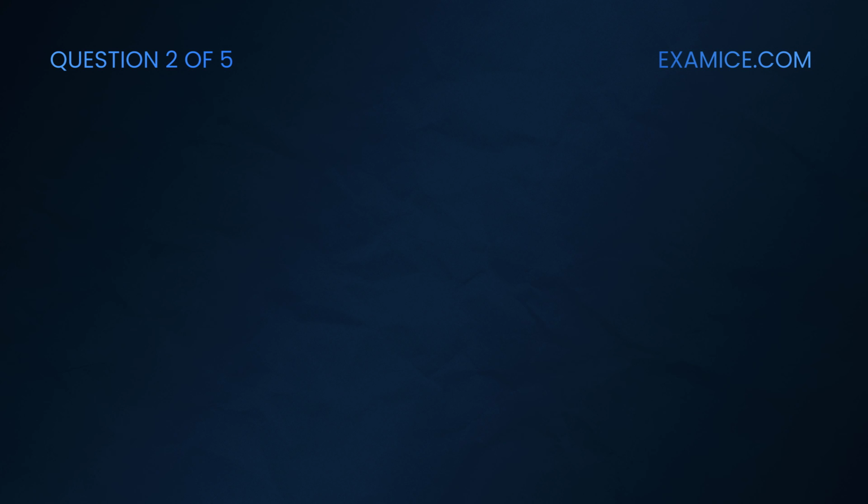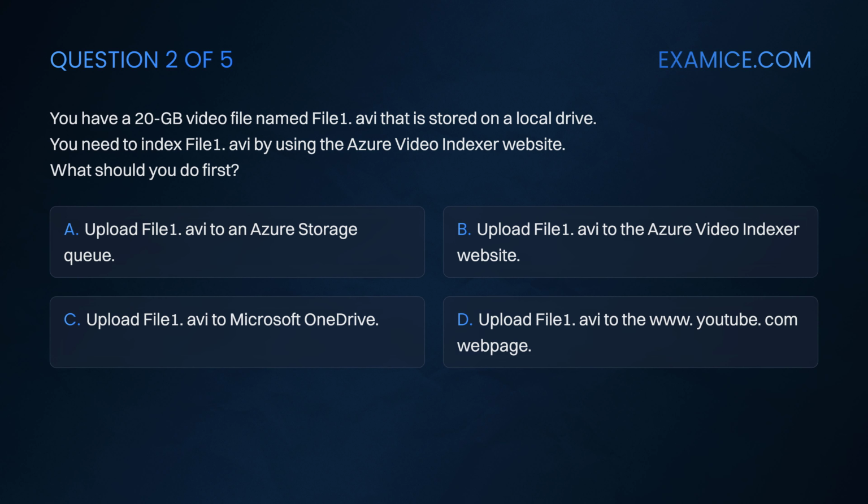Question 2. You have a 20 gigabyte video file named file1.avi that is stored on a local drive. You need to index file1.avi by using the Azure Video Indexer website. What should you do first?